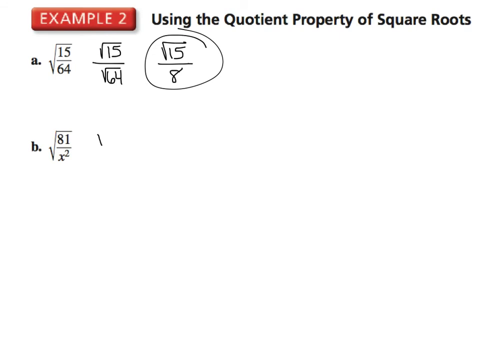The next one, square root of 81 divided by x squared. Square root of 81 gives me 9. The square root of x squared gives me x. 9 divided by x is my answer.